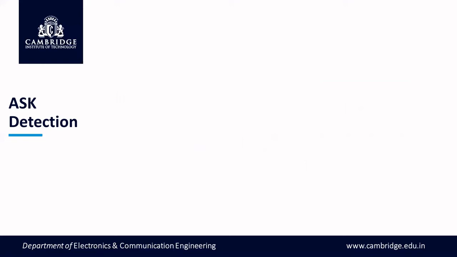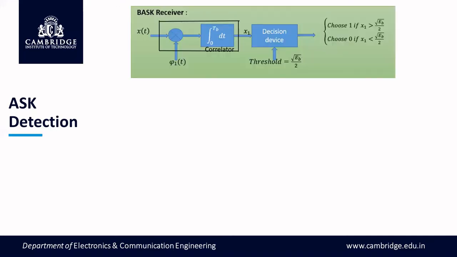Okay, AWGN. Let it be shifted anywhere on the phi axis. But if it is less than root EB by 2, then we may still decide in favor of 0. If it goes to the right side, that is region Z1, then we shall decide in favor of message point 1. So this is how the decision is made. This is the block diagram of the ASK receiver. Here X of t is the received signal, which has two parts.